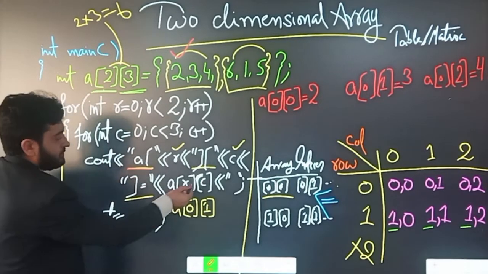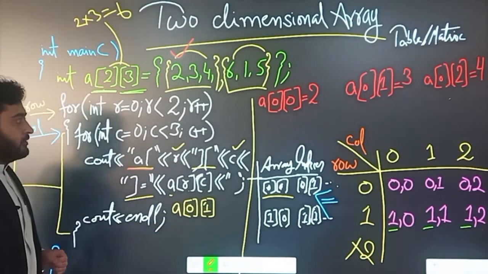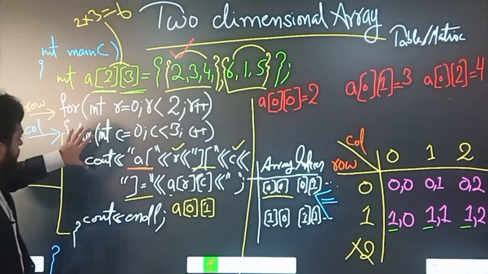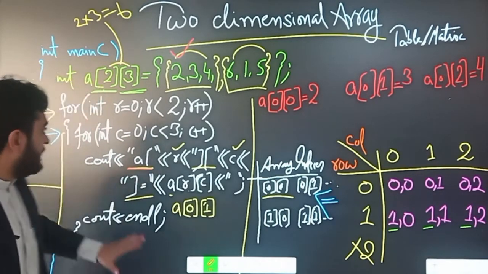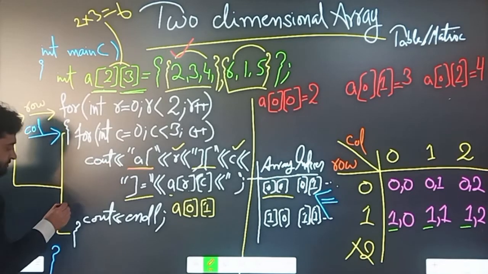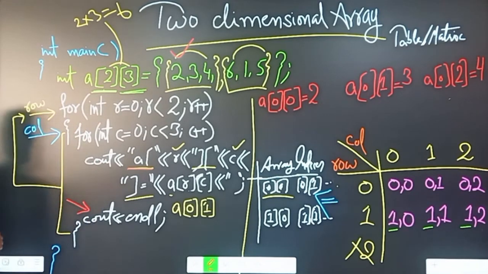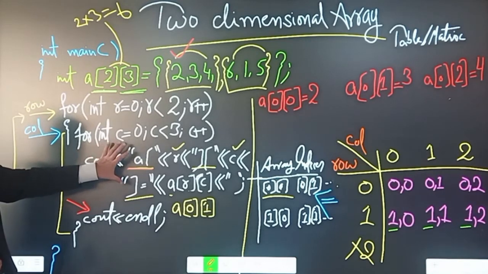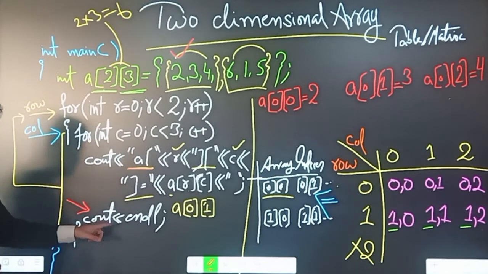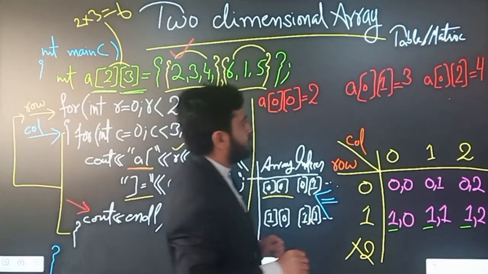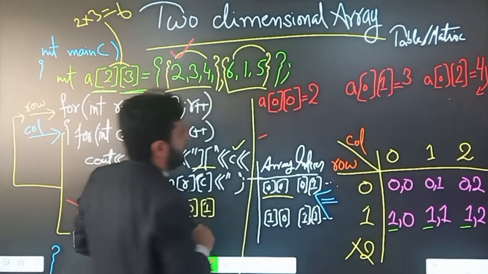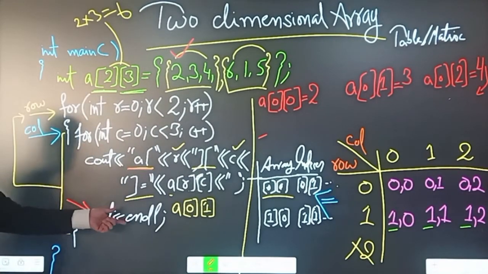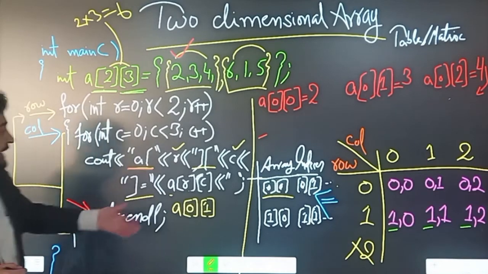And in the fourth iteration, C will be updated to 3. So 3 is less than 3? No. So the inner loop condition will become false and the execution will be terminated for the inner loop. So therefore, execution will come to the cout statement, okay? The execution will jump out of the body of the inner loop and will come to the cout statement of the endl, okay? So this endl will direct the console screen, the cursor, to jump on the next line, here. So this is the simple output of the endl on the screen.